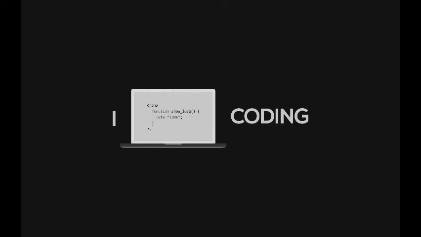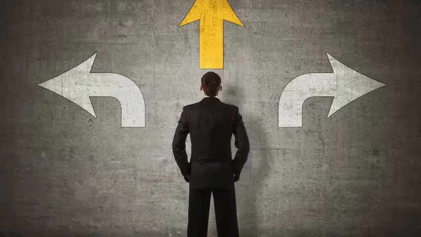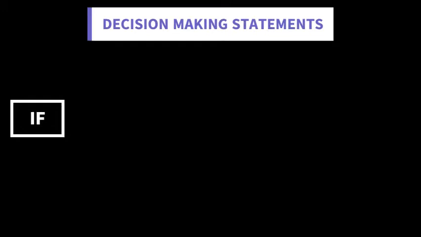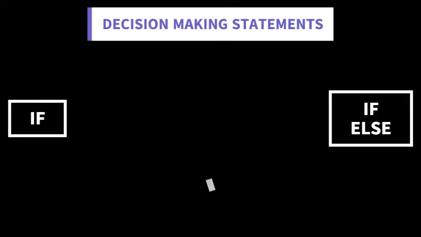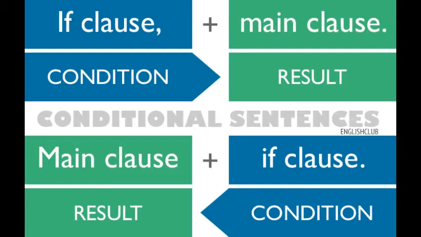Hey guys, so today what we are going to be looking at are decision making statements in Java and loops in Java. So decision making in any programming language is similar to decision making in real life. The decision making statements that we'll be looking at today are if, if else, and else if. Now, the if statement is the most simple decision making statement in Java.